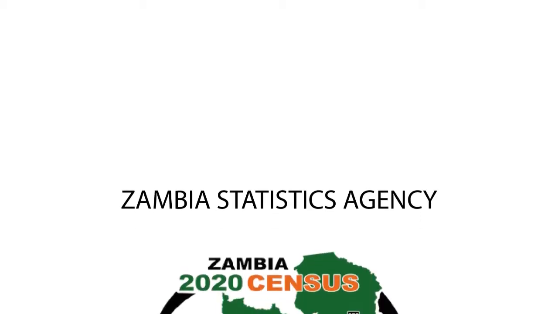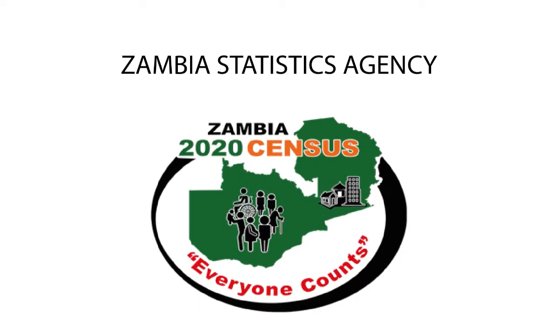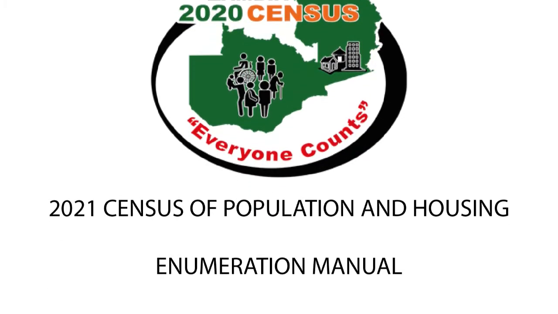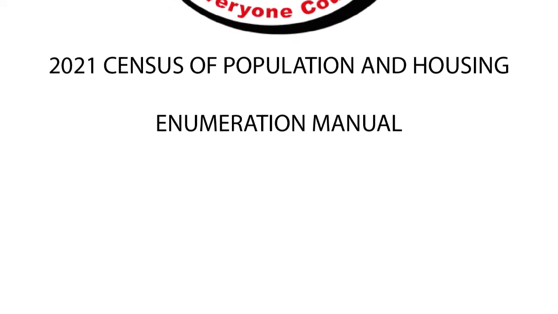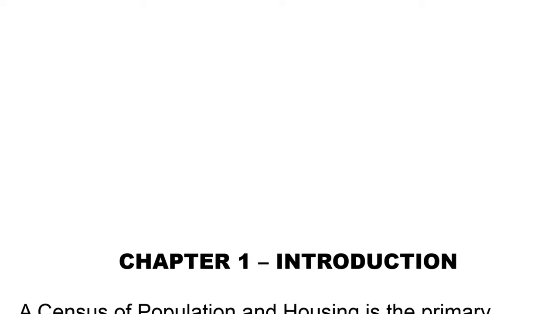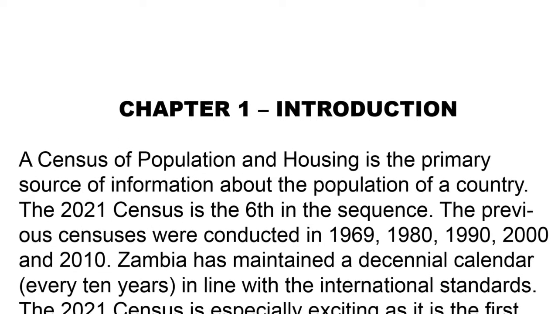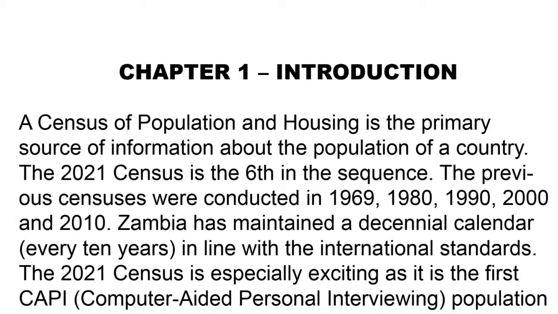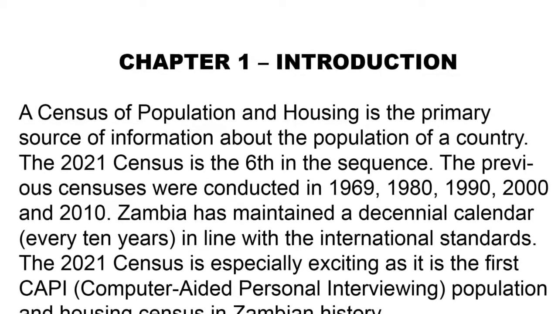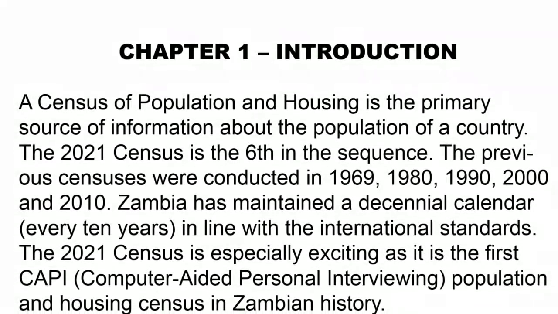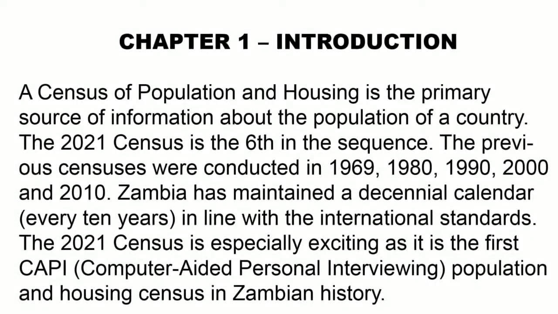Zambia Statistics Agency 2021 Census of Population and Housing Enumeration Manual. Chapter 1. Introduction. A census of population and housing is a primary source of information about the population of a country. The 2021 census is the 60th in the sequence.